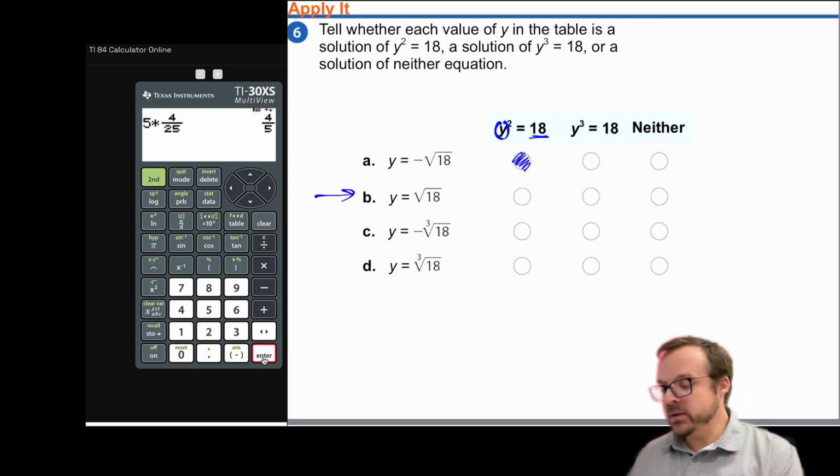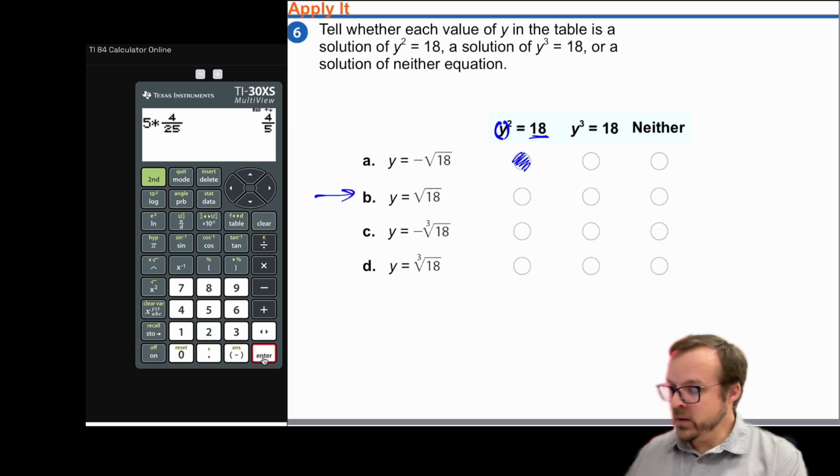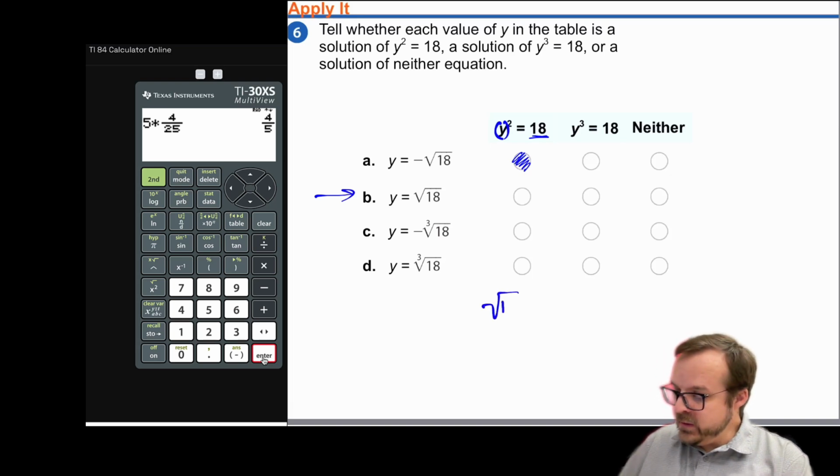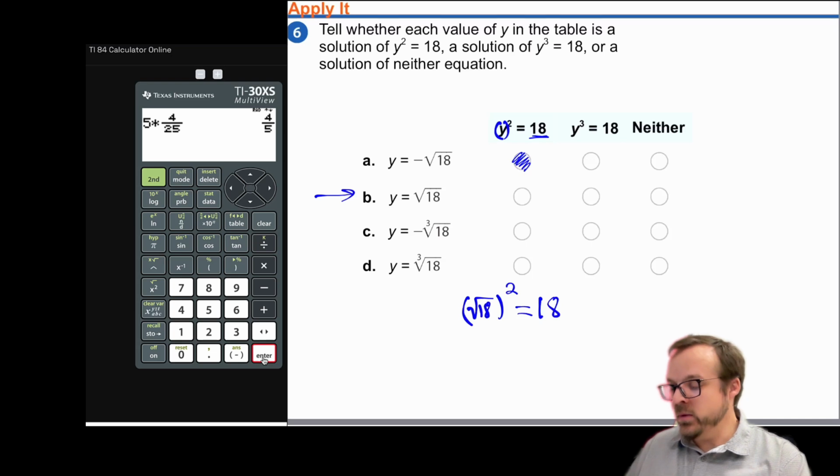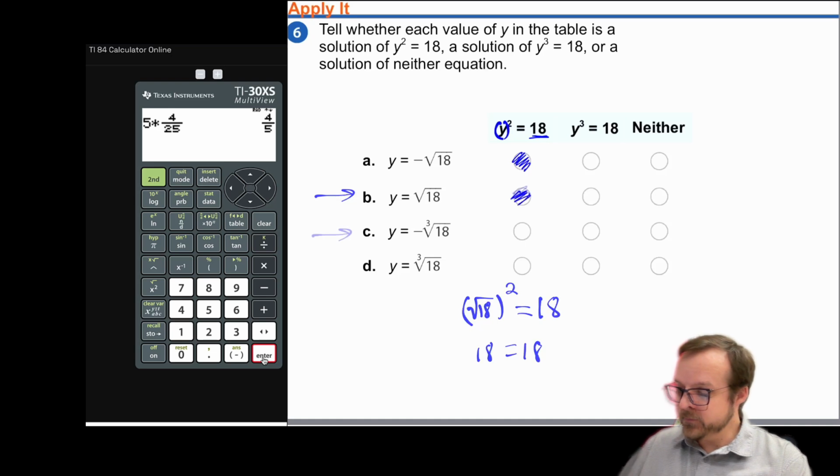y equals square root of 18. Well, let's try this. Square root of 18, square root of 18, that's what that means, right? Or we can take a look at it this way. Maybe I'm kind of jumping the gun there for you. If I plug in square root of 18, well, the square root and the square will undo each other, leaving you with 18 equals 18, so that also works.